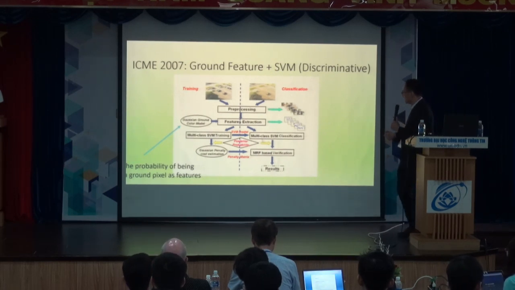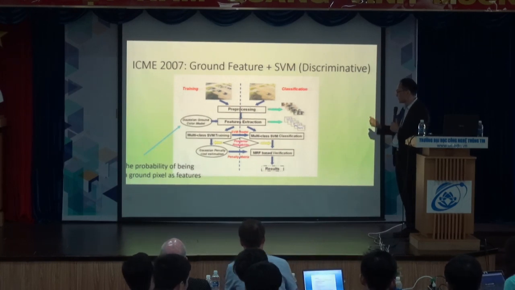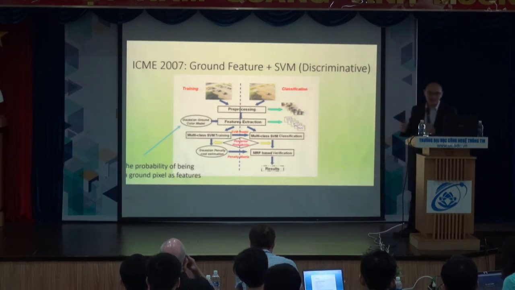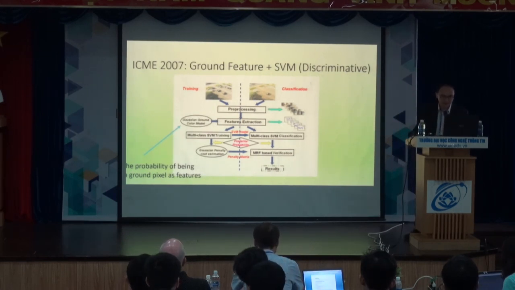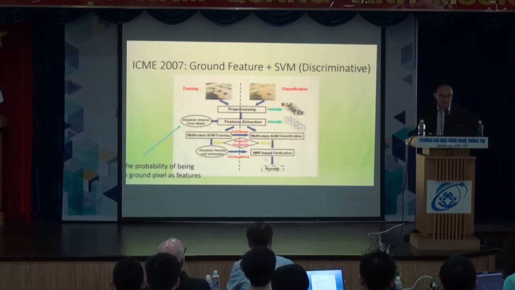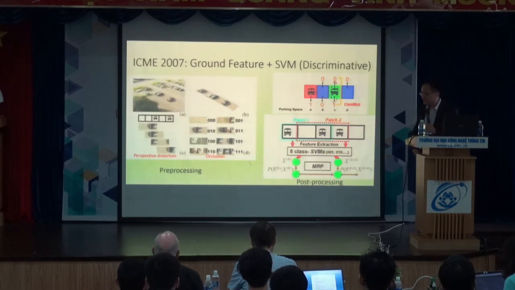So the idea is quite simple. You design your feature, put it into the support vector machine, and then you get the status of three parking spaces, because every time we only input three parking spaces as a unit. Later, we found this result was still not good, so we added post-processing using a Markov random field. I'll talk about this in the next slide.